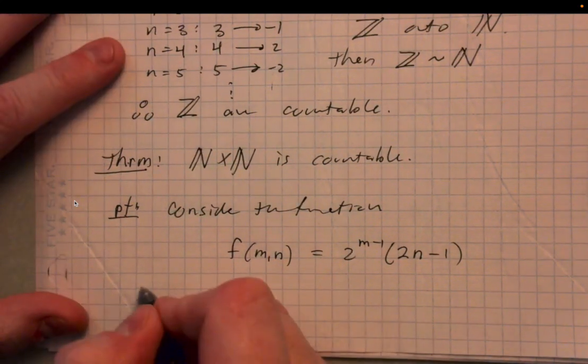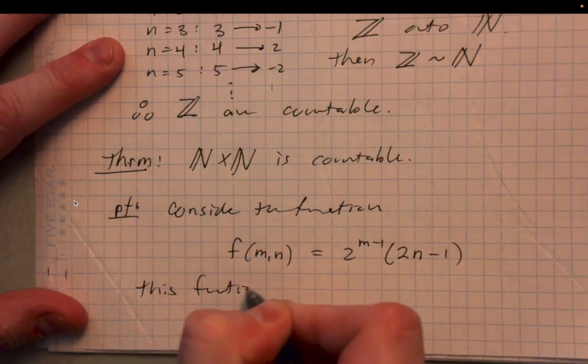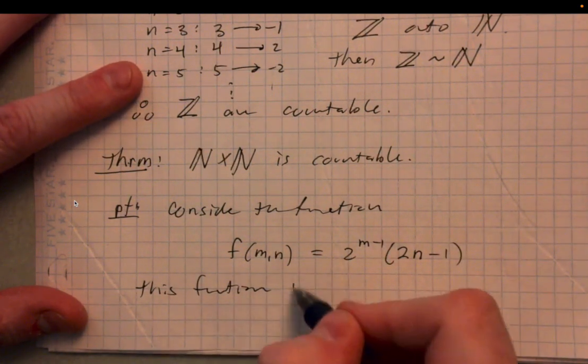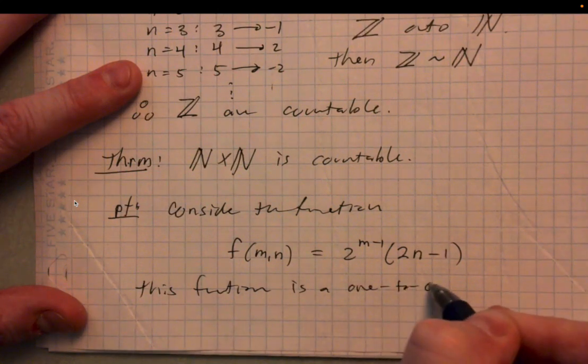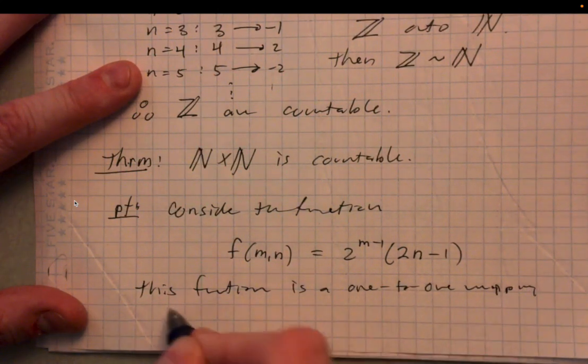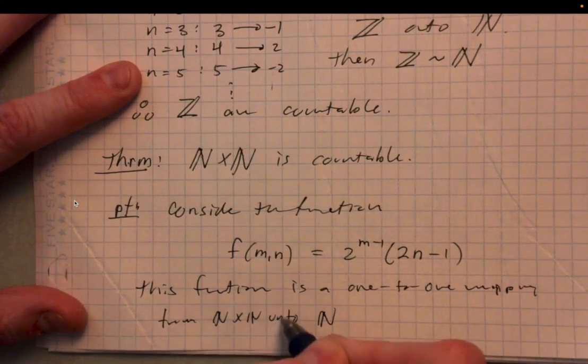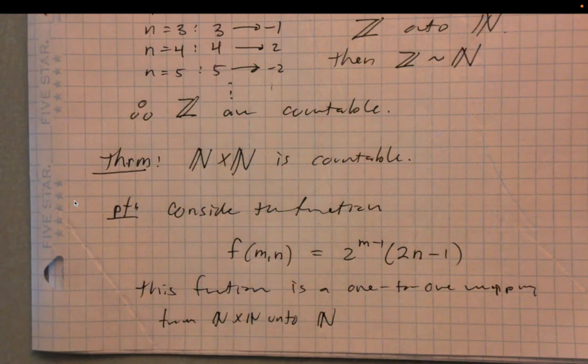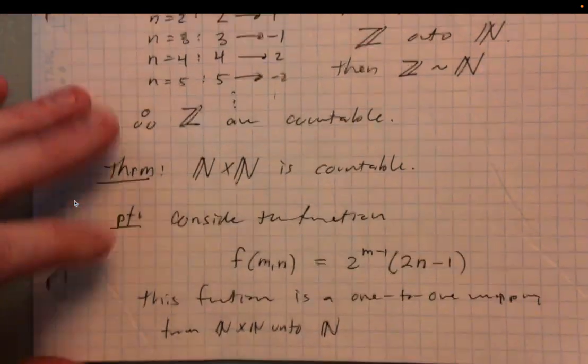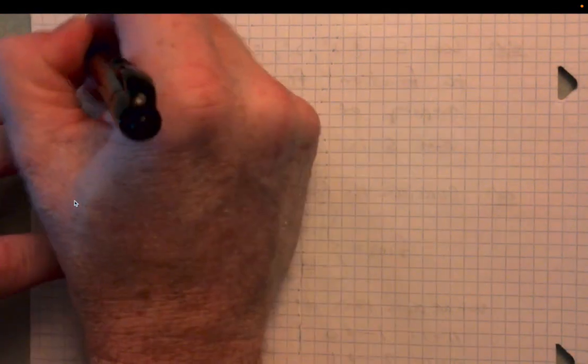Okay, and so we'll say this function is a one-to-one mapping from N cross N onto N. Okay, and so let's see how this works. Let's dig into this. We'll start by looking at the one-to-oneness.